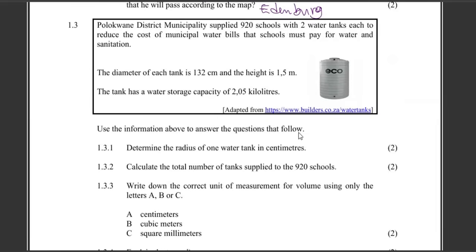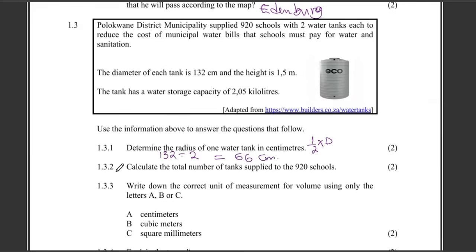Determine the radius. Now, whenever we look at the radius, remember radius will always be half of the diameter. So simply meaning we are going to get our diameter there. 132, we divide it by 2. 132 divided by 2, we have 66. 66 what?